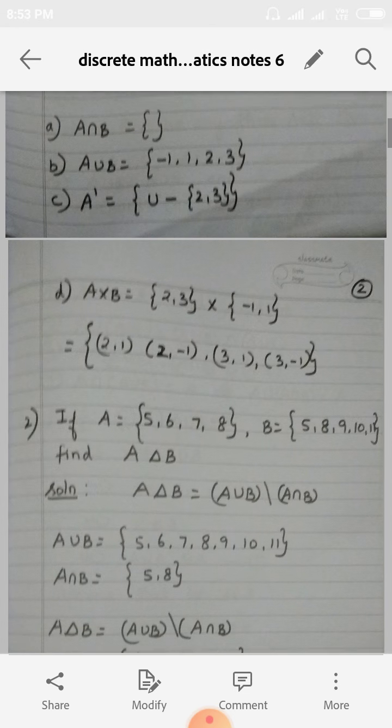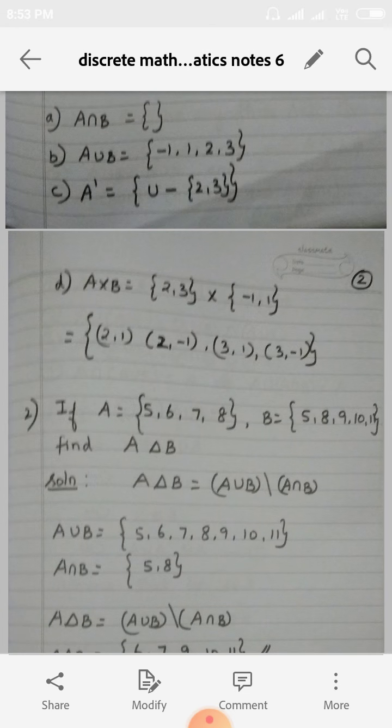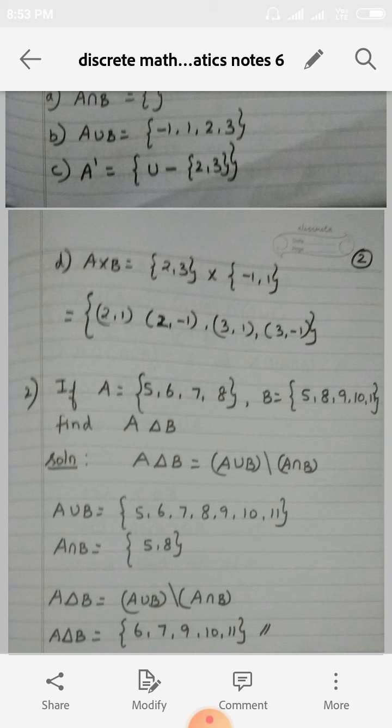Right. So the next problem. If A is equal to 5, 6, 7, 8 and B is equal to 5, 8, 9, 10, 11, we have to find A symmetric difference B. A symmetric difference B is denoted by a triangle. What's the formula for A symmetric difference B? We already learned it in earlier classes. That is A union B, difference A intersection B.